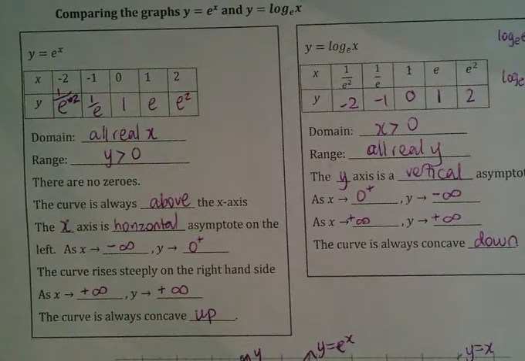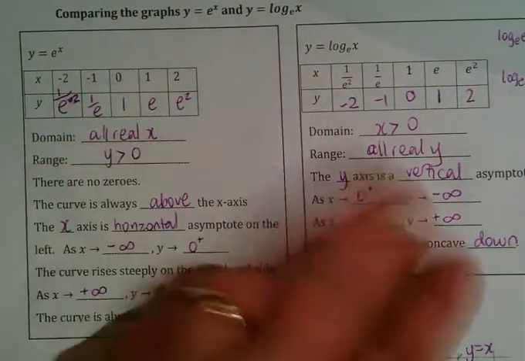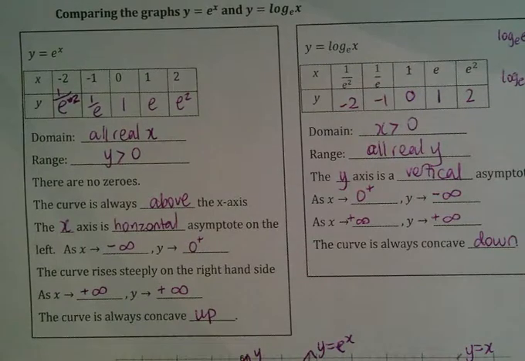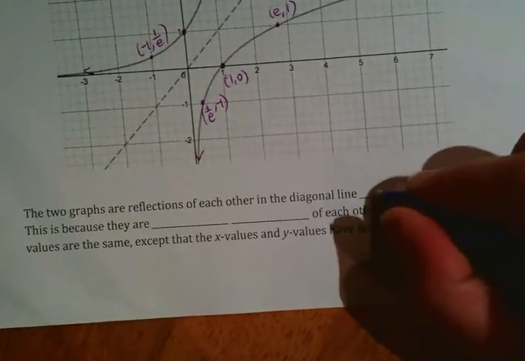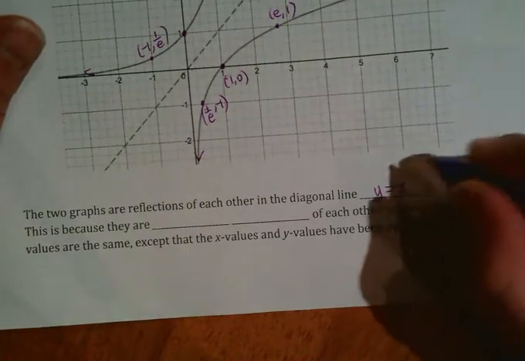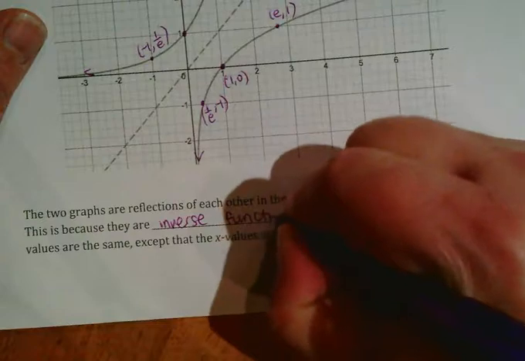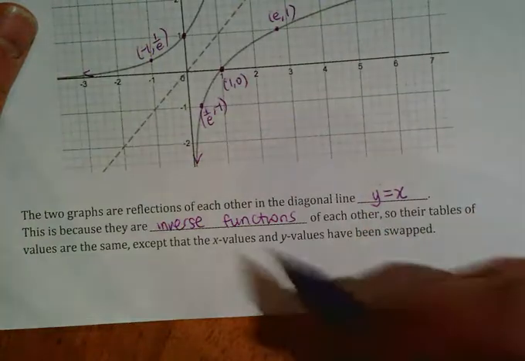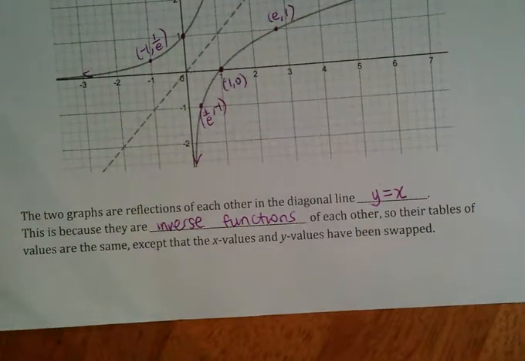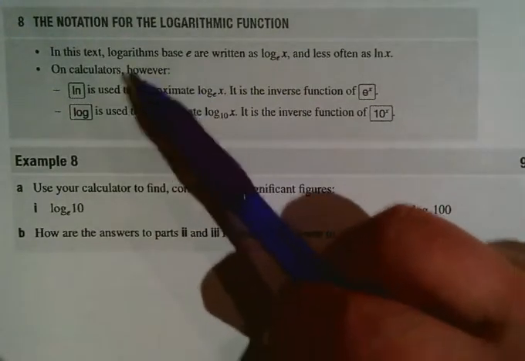Now where you have this swapping of the x and the y values, the functions are inverse functions of each other. So as we can see down here, the two graphs are reflections of each other in the diagonal line y equals x. This is because they are inverse functions of each other, so their tables of values are the same, except that the x and y values have been swapped.